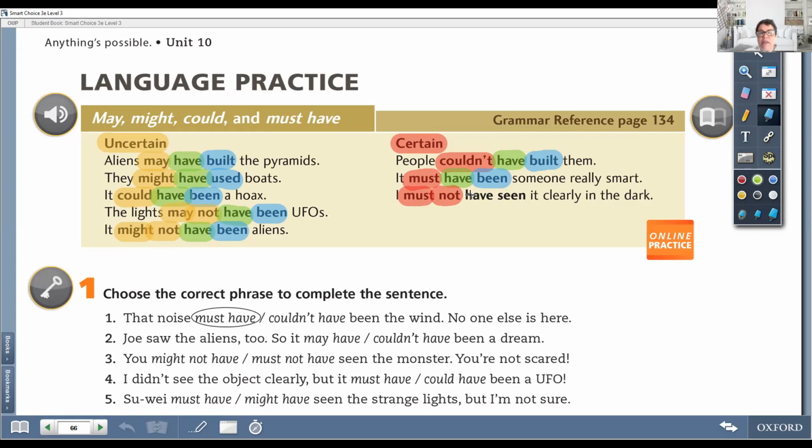All right, here the auxiliary have and the verb in the past participle. So this one here, I'm so sure about it. I'm 100% sure. I must not have seen it clearly. For sure, it was too dark. I couldn't see. So I must not have seen something clearly in the dark.